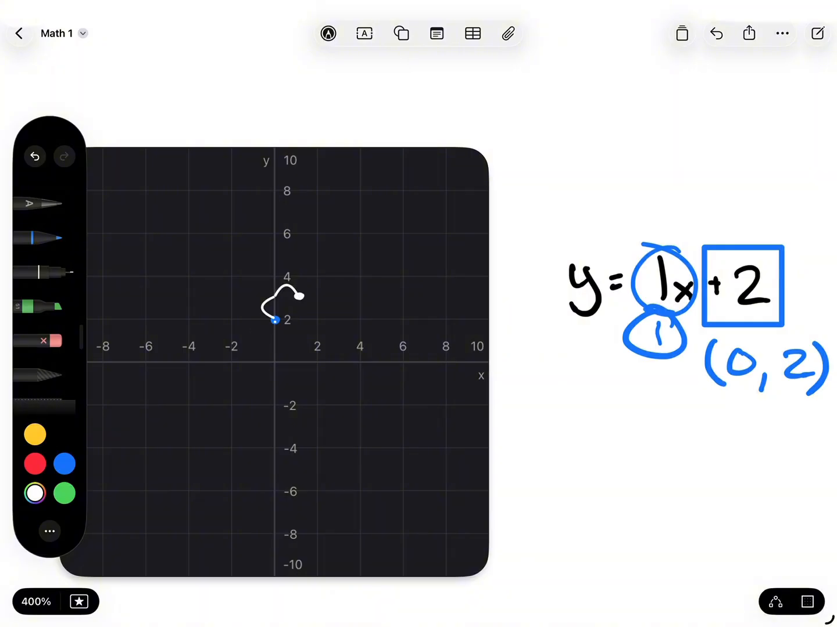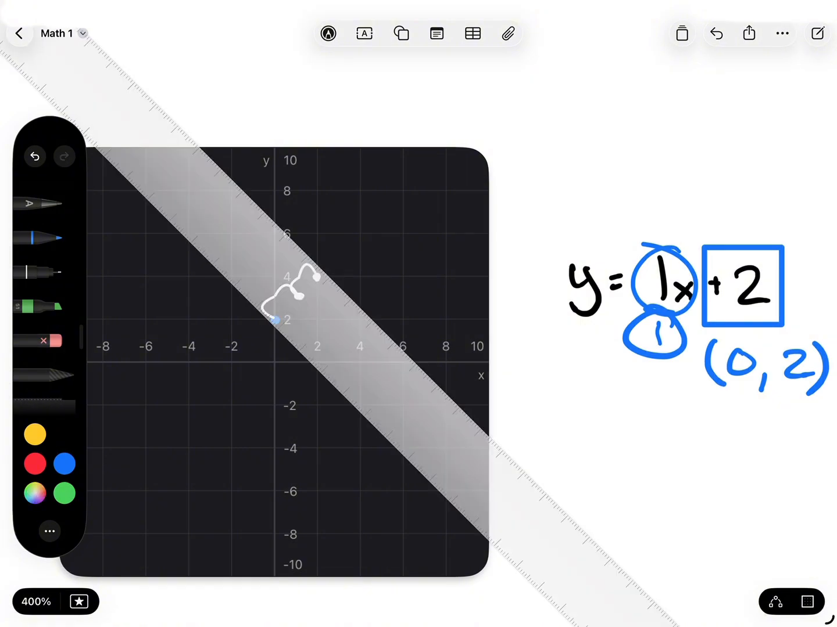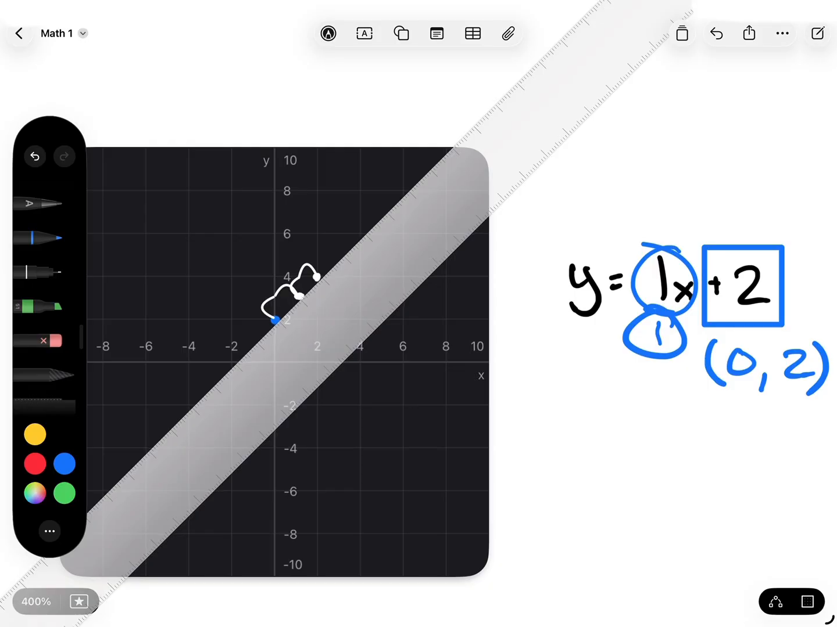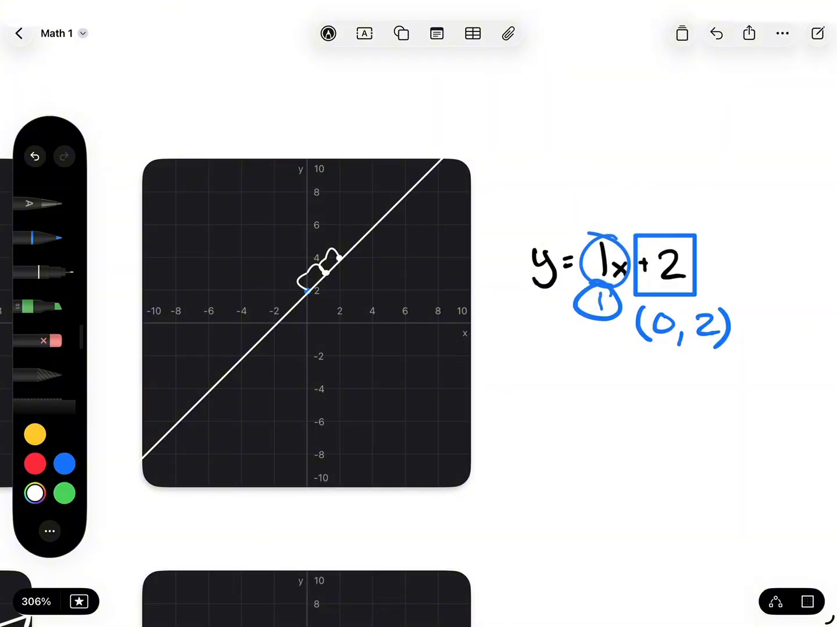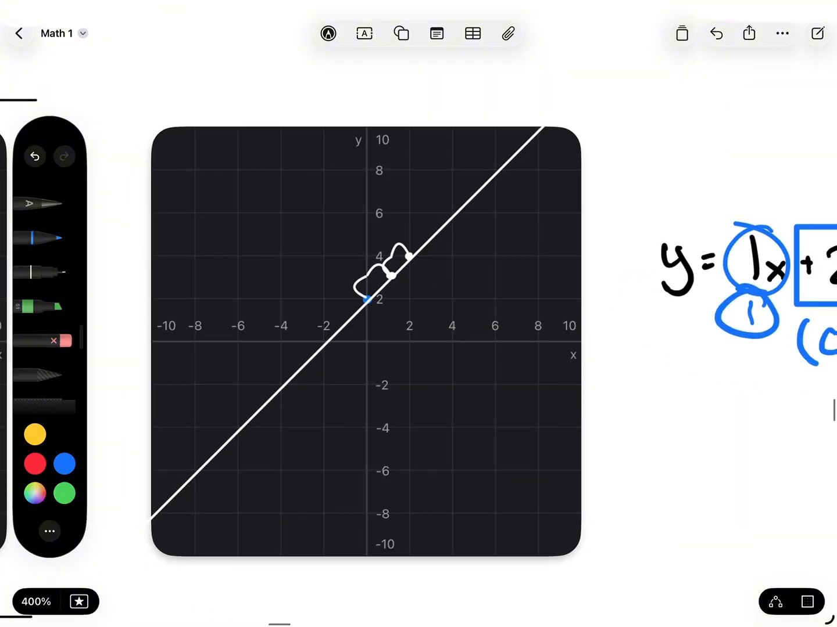Now we can do this as many times as we want. So we can go up by 1, and then we can go to the right by 1. So now we can just draw a line that connects all of these points together. It's going to look somewhat like this. So this is the graph of the line for y equals 1x plus 2. If we were to go onto Desmos, we would get a line that looks pretty similar to this.